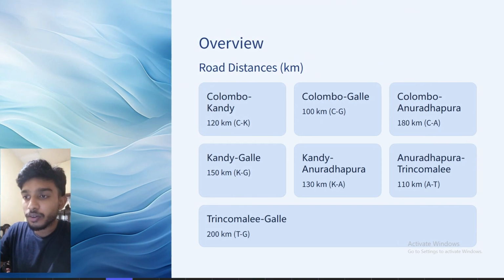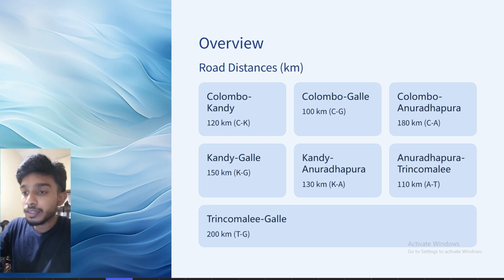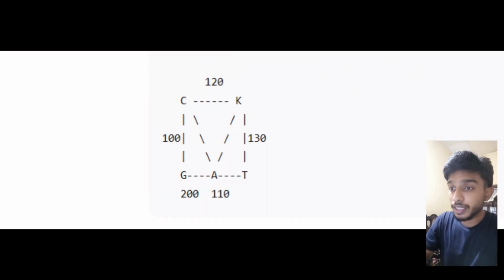Now you can see the road distances. We have 7 different road distances. We use the first letter of the cities for easier understanding. We can consider the road distance as the value of the edges. This is the visual of the complete graph. We use this graph to find the road network that connects all cities with the minimum total distance.